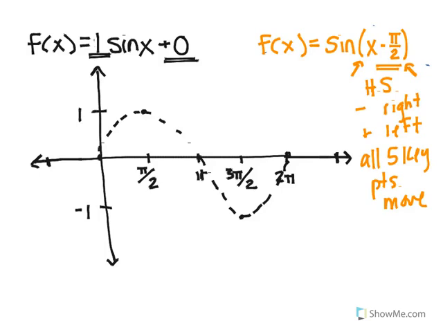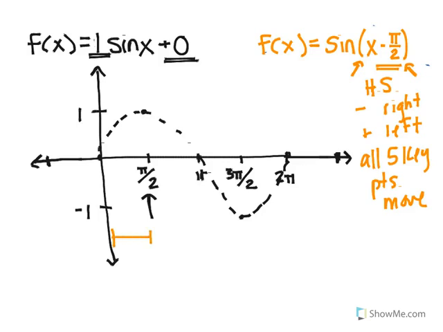Again, it's not necessarily super important to know exactly where those are unless the question is asking for that. But when graphing it, you just need to have those tick marks present. So pi over 2 is 1 unit here. So all of my 5 key points are going to move, in this case, to the right because this is a negative. They're all going to move to the right by pi over 2 units. 1 complete unit from start to end.